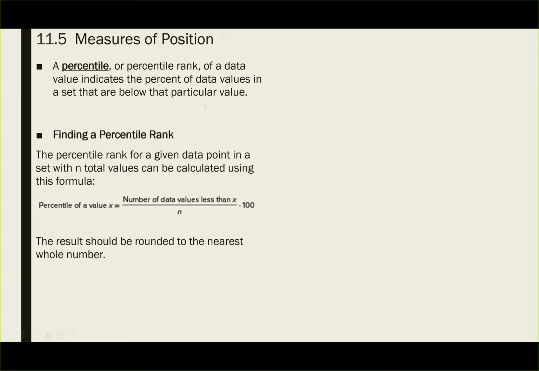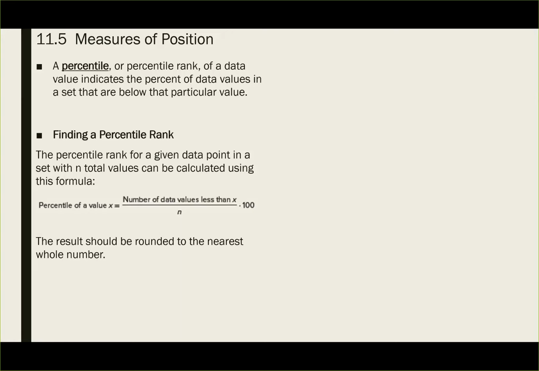So this is what we need to do to find a percentile rank. The first thing we need to do is know how many numbers are less than that individual data, that individual X. We take that number, the number less than X, divide it by N, which is the total, and multiply that result by 100, because we want to convert back to a percentage.